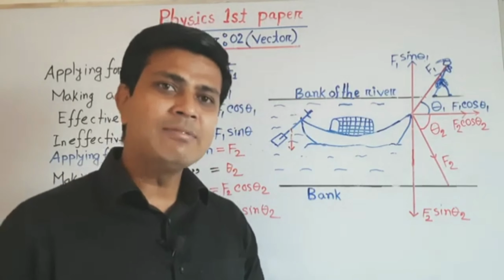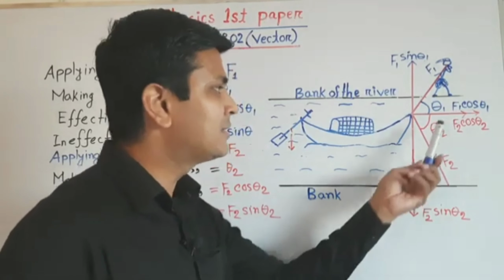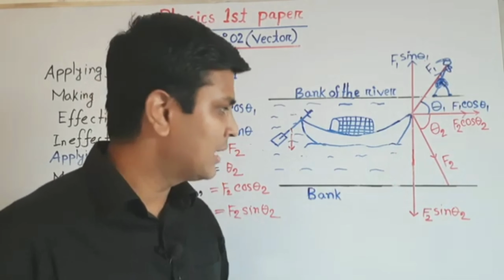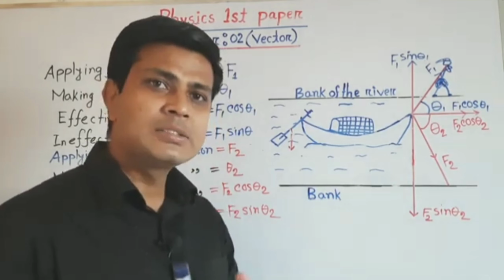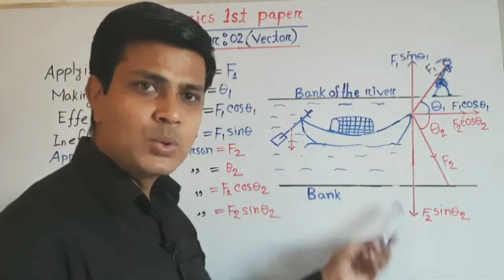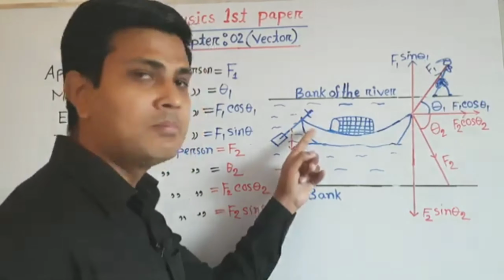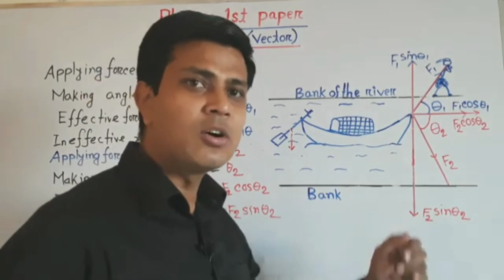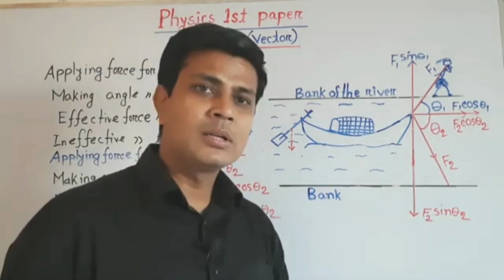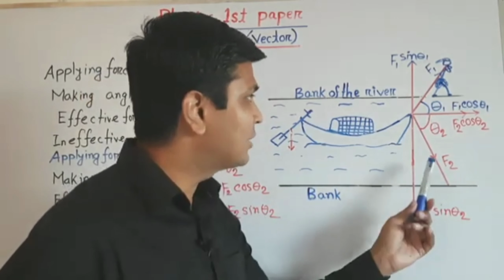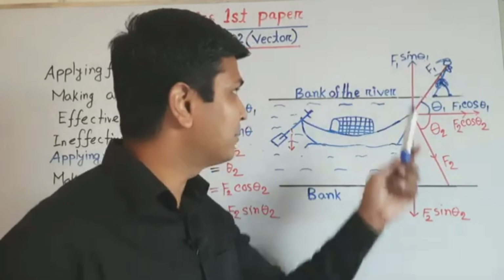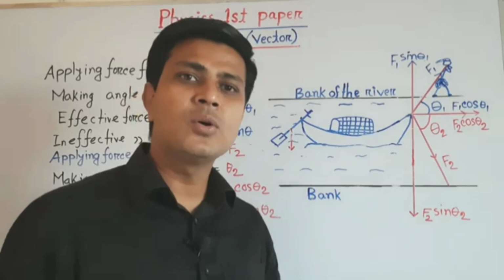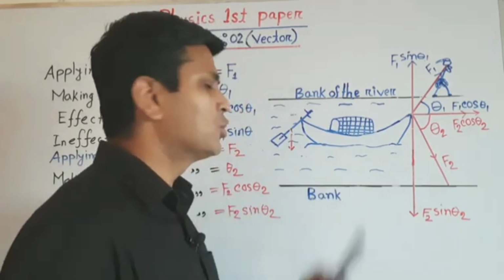Similarly, the same case will happen here: F2 cos theta 2 is responsible for moving the boat in the forward direction, and F2 sin theta 2 will try to pull the boat towards the bank of the river, but the boatman maintains the rudder to oppose the vertical component of the applying force F2. Now if the vertical components of those two forces, F1 sin theta 1 and F2 sin theta 2, are equal, there is no need for the boatman to maintain the rudder.